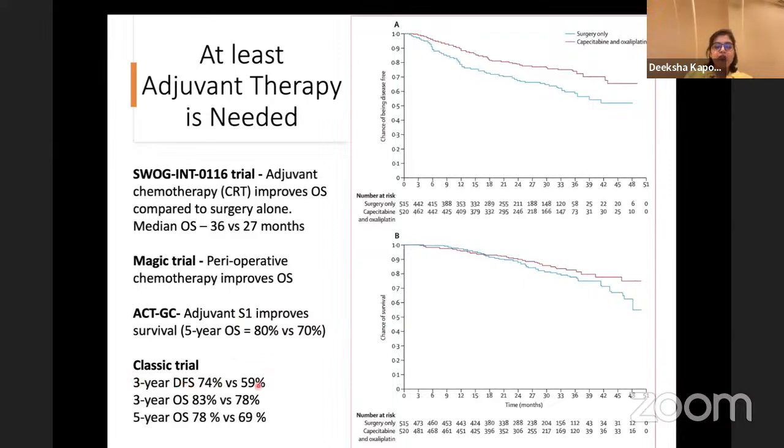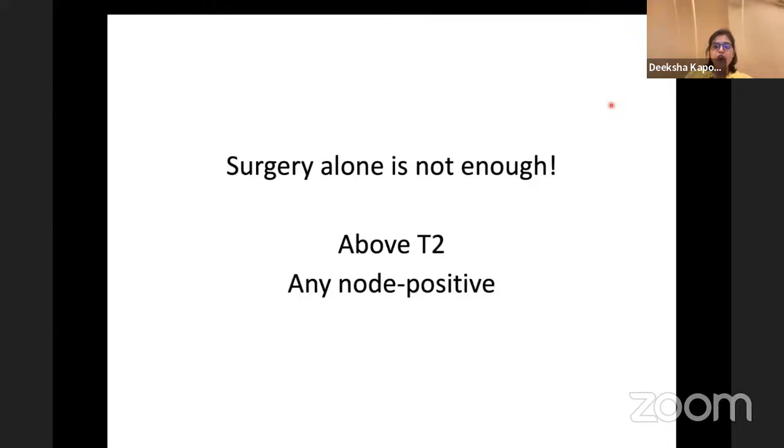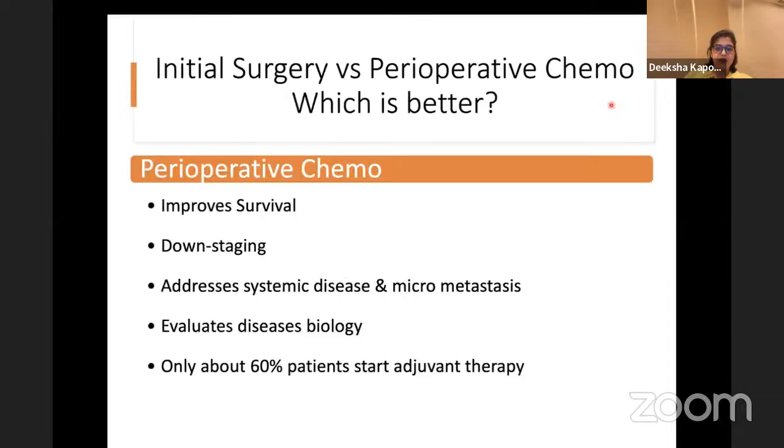The CLASSIC trial was actually looking at adjuvant therapy with CAPOX, capecitabine and oxaliplatin, and that also said that there is a difference in the survival curves that we see over here at 5 years, not just for overall survival, but also for disease-free survival. So moral of the story, point number 1, surgery alone is not enough. T2 and above and any node positive, it is prudent to give chemotherapy.